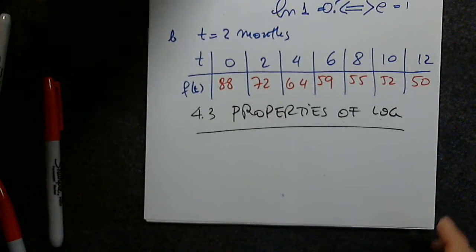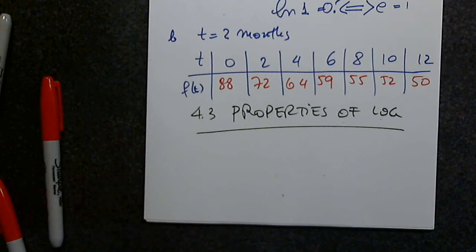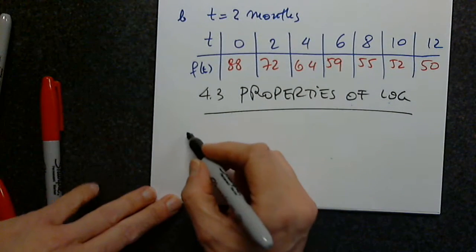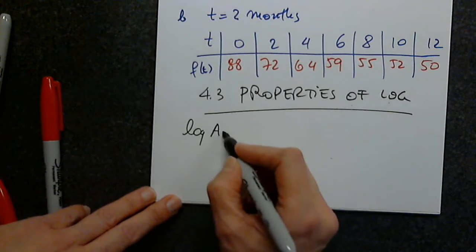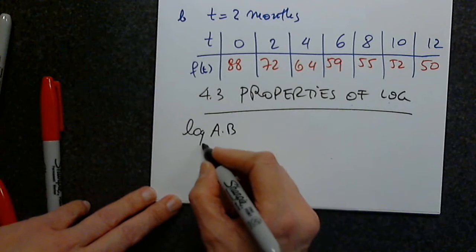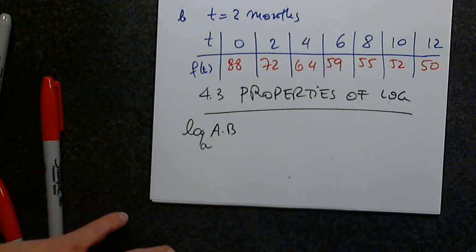Okay, so properties of logs. This function, log, has 3 properties that no other function has. So let's study these properties and then work with those. Here's one property: log of a multiplied by b in any base. Let's put a, any base you want.